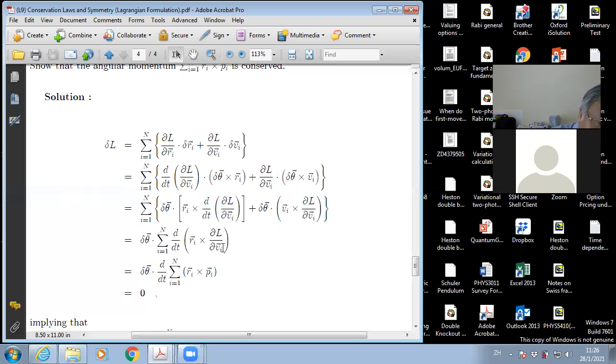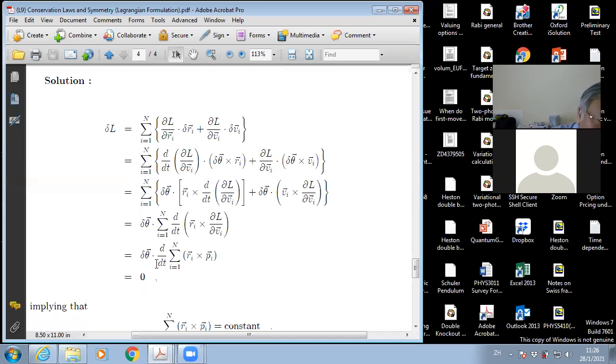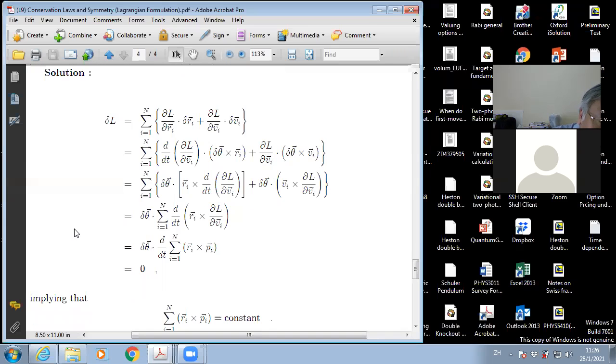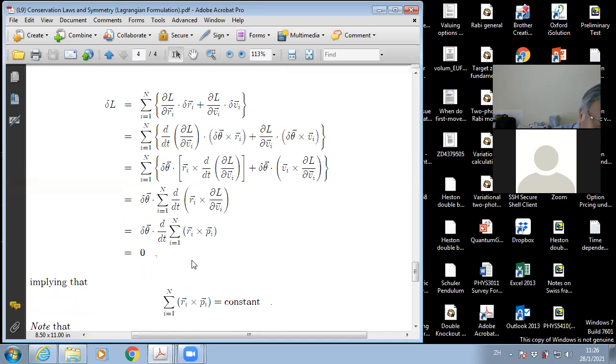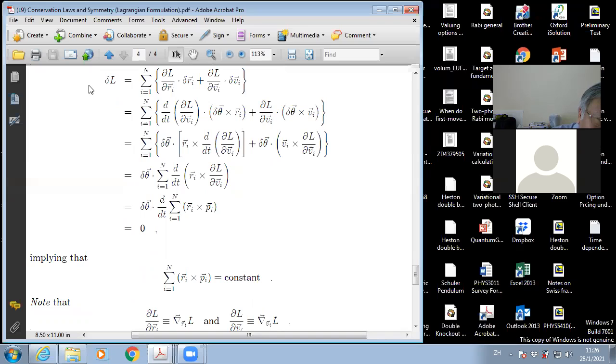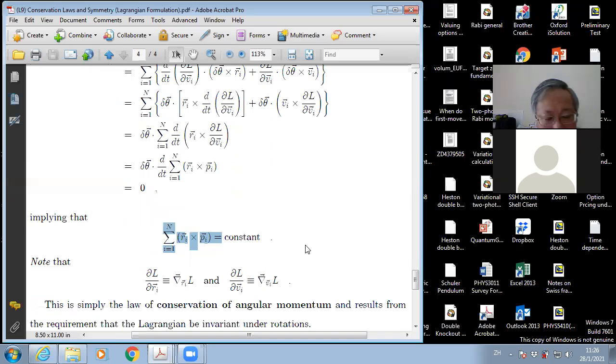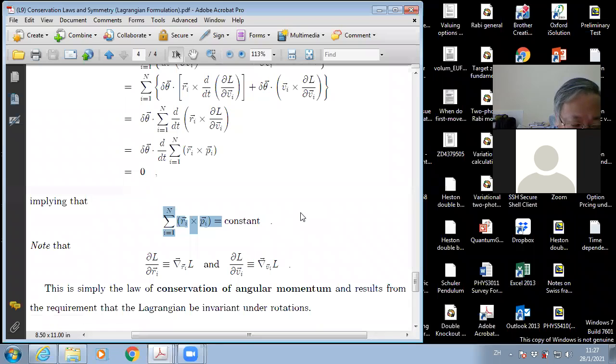We realize that the gradient of L with respect to the velocity vector is equal to the generalized momentum, all right? Since delta theta is an arbitrary quantity, we require that if the Lagrangian remains invariant under rotation, this generalized momentum, i.e. the angular momentum, must be conserved, all right? So the invariance of the Lagrangian under rotation gives us the conservation law of angular momentum, right?